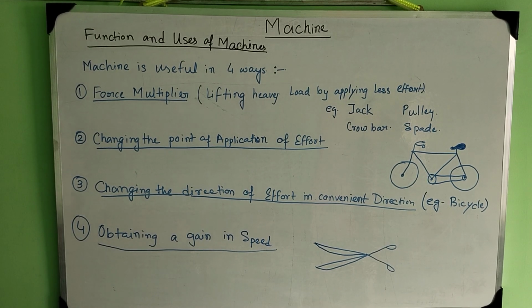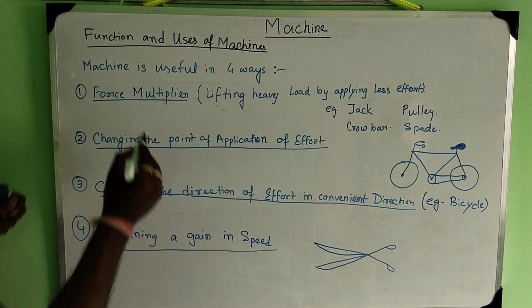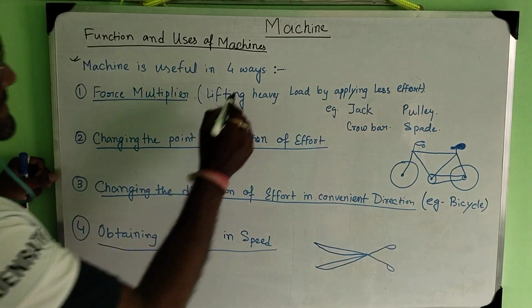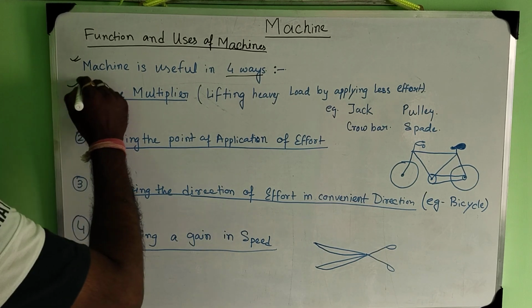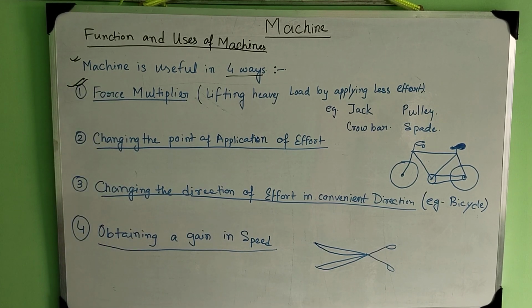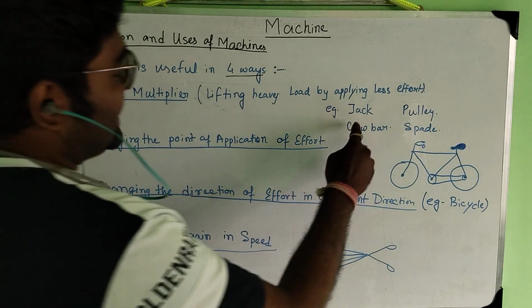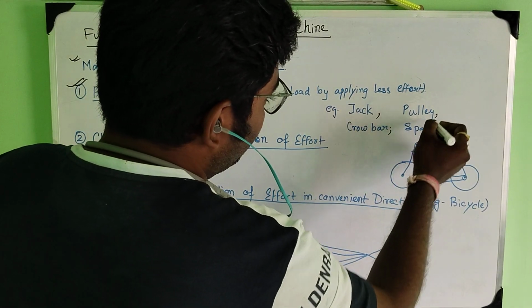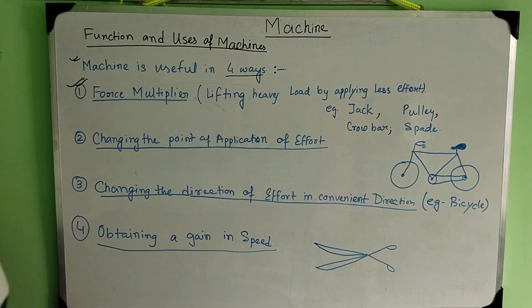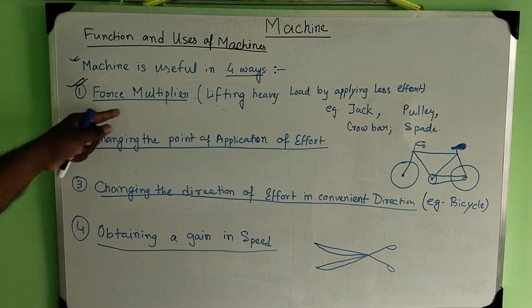Machines help us in 4 ways. The first one is force multiplier. What is a force multiplier? Let's take the example of a jack. The examples are jack screw, bar, pulley, spade. They are all force multipliers.